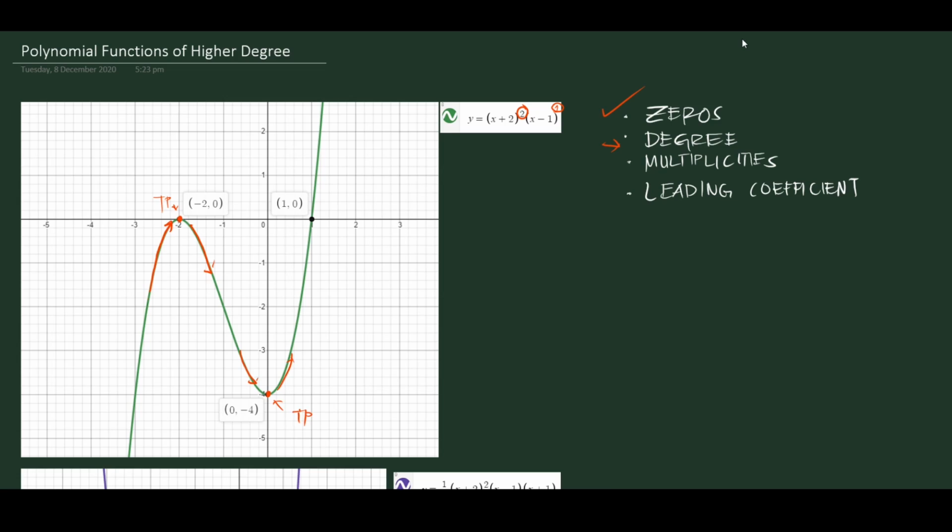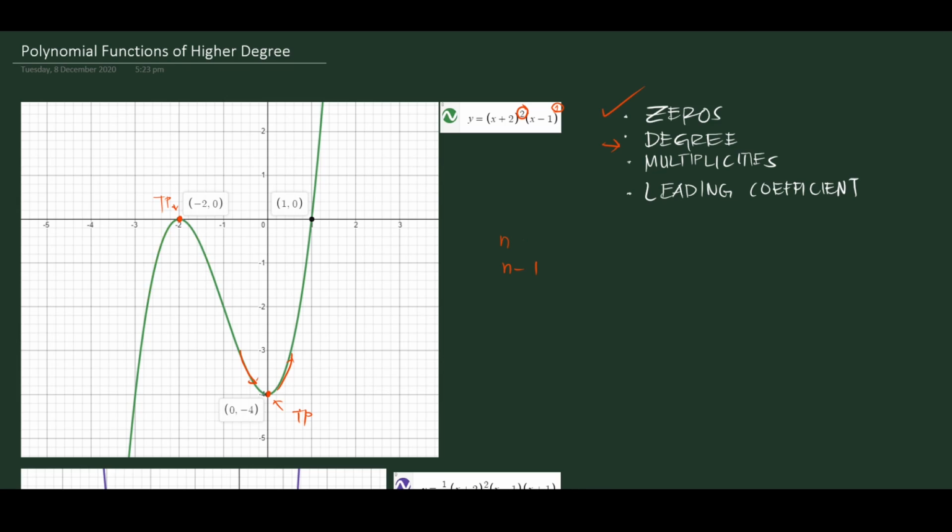If the graph has a degree of n, then the number of turning points is n minus 1. Since in this particular graph we have 2 turning points, our n will be 3. So we will have a degree of 3.